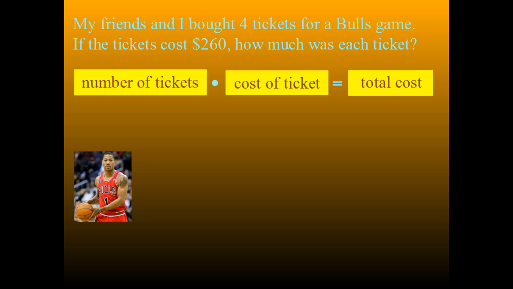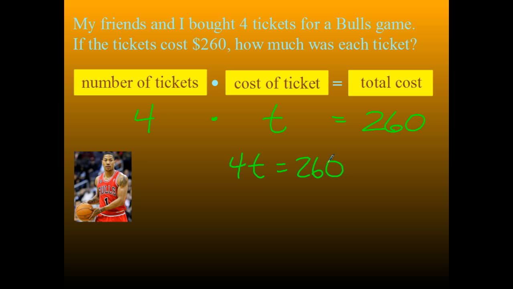We'll say the number of tickets, do we know how many that is? Well, we're going to take the number of tickets and multiply it by the cost of each ticket, and that's going to give us the total cost. So the number of tickets is 4. I'm multiplying that with the cost of the ticket, which we don't know, so let's call that T, and that's going to equal $260. All right, so now we have 4T is equal to $260.